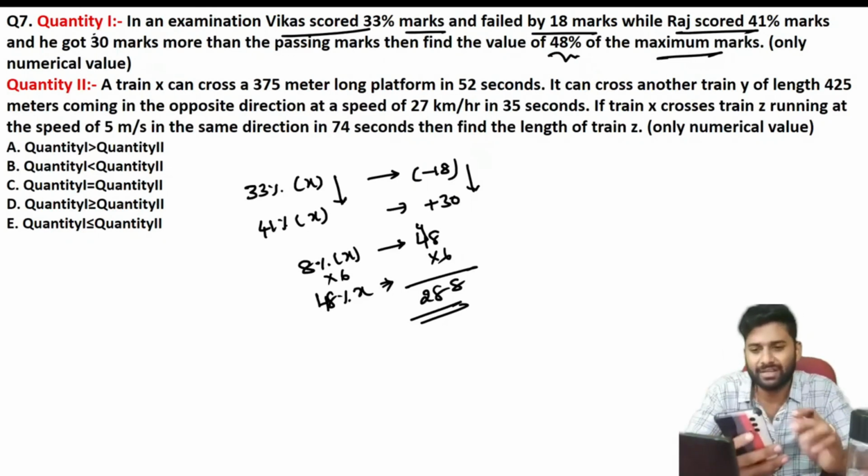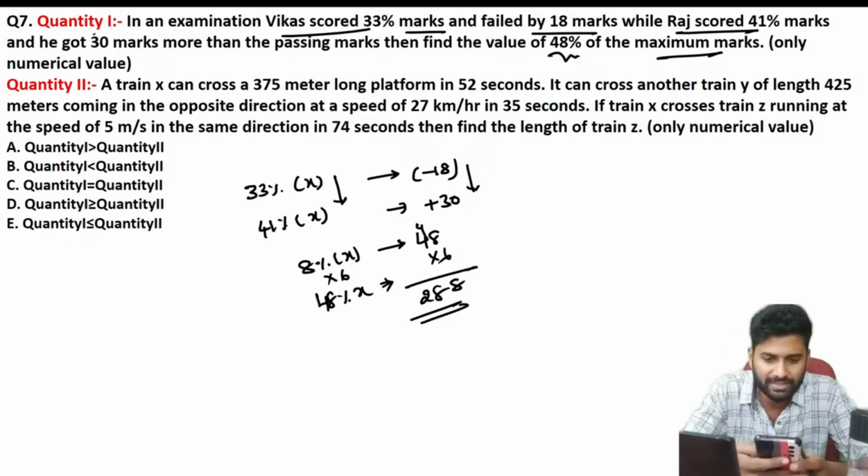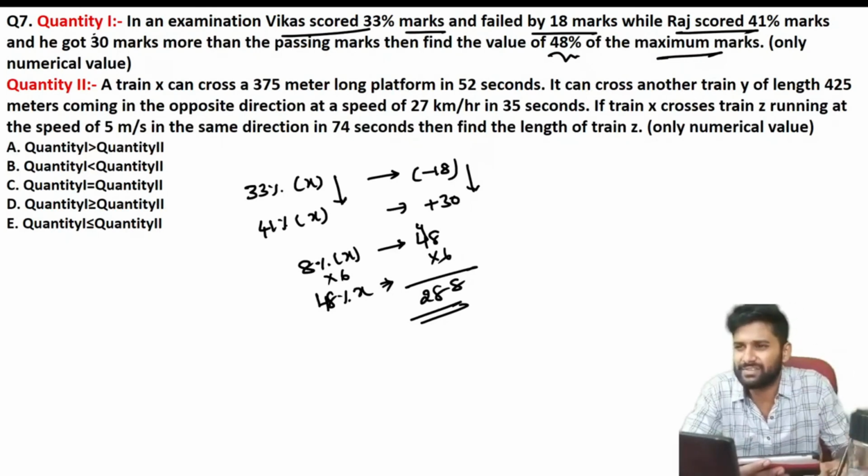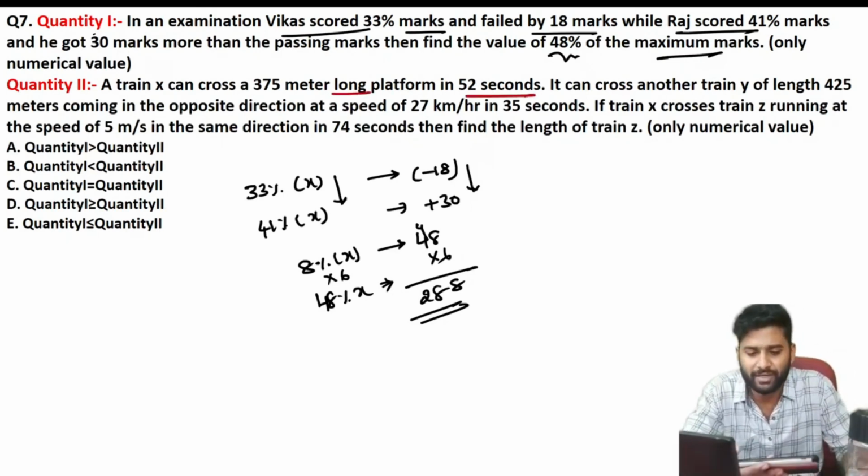Now see the second one, guys. So the second question is related to the problems on trains concept. So try to understand that information here. Now see here, train X can cross a 375 meters long platform in 52 seconds. Let us assume we don't know the length of the train, so the length of the train is taken as L.